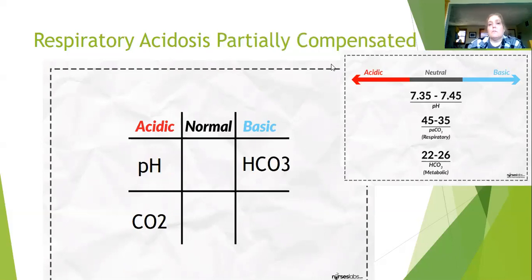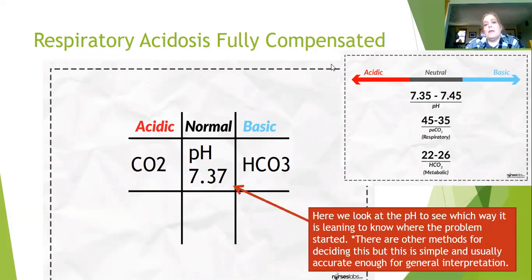Here, the bicarb is trying to fix it by being increased. It's got more bicarb in the system, so it's trying to create a more alkaline situation. But right now, it's not fully fixed. It's not fully making that pH normal. So we have a respiratory acidosis partially compensated.